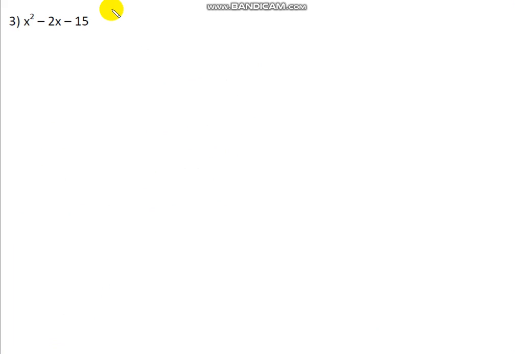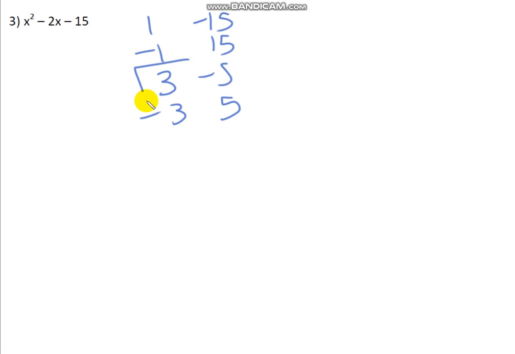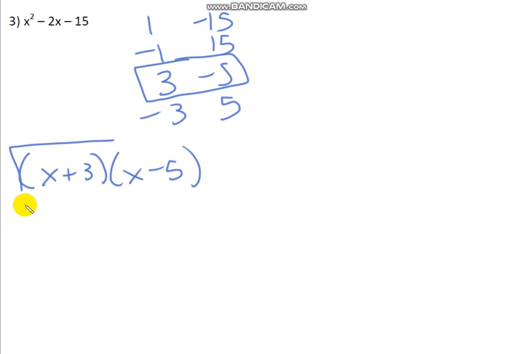Okay. Next one, x squared minus 2x minus 15. So finding two numbers that multiply to -15 and add up to -2. Let's go ahead and make our list of numbers. So 1, -15, -1, 15, 3, -5, -3, 5. Which two numbers multiply to -15 and add up to -2? What I see here is I believe this would work. So this means our factors are going to be x plus 3 times x minus 5. Boom. Yep, so those are our factors.